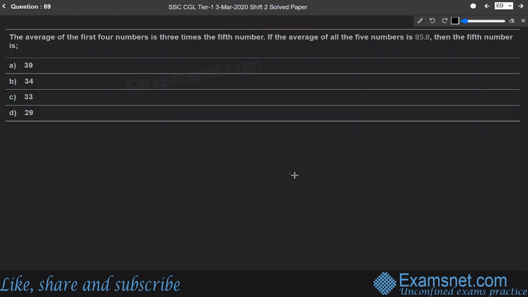Next question is the average of the first four numbers is 3 times the fifth number. If the average of all the five numbers is 85.8, then the fifth number is. We have to find the fifth number and focus on the first sentence. It is given that the average of the first four numbers is 3 times the fifth number. So firstly, let us consider the fifth number to be x. So if the fifth number is x, then according to the condition, the average of the first four numbers is 3 times the fifth number. It means the average of the first four numbers will be 3 times x. So it will be 3x.